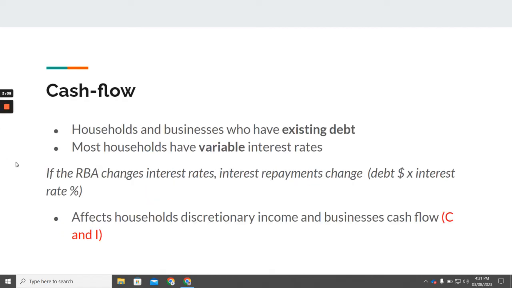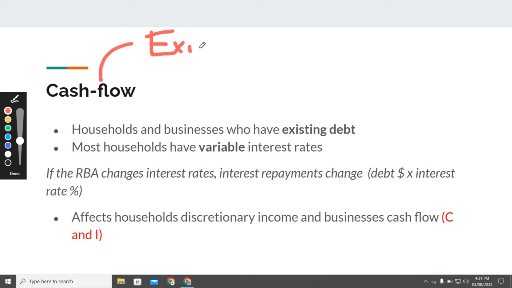The next one's called the cash flow channel, but it could also be called the discretionary income channel. And the key here is this is for households and businesses with existing debt. Now, in Australia, households and businesses have lots of debt. We have one of the highest household debt to income ratios in the world. And most of our loans in Australia, particularly households, have what's called a variable interest rate. Now, a variable interest rate just means that your interest rate will change based on what the RBA does to their target cash rate. So the bank will pass on those costs if the RBA changes the cash rate.